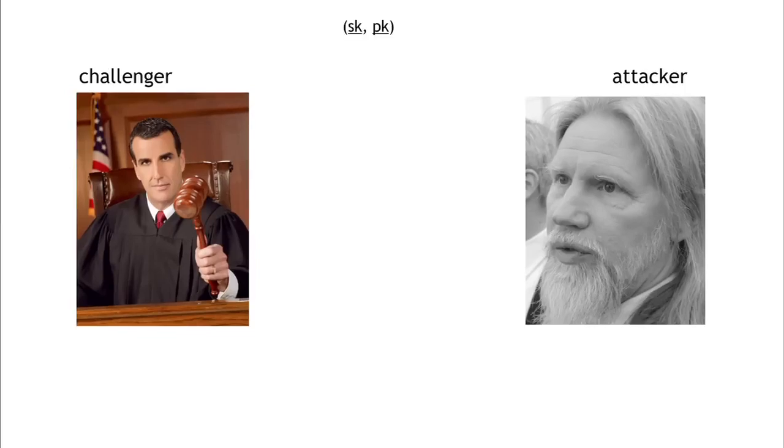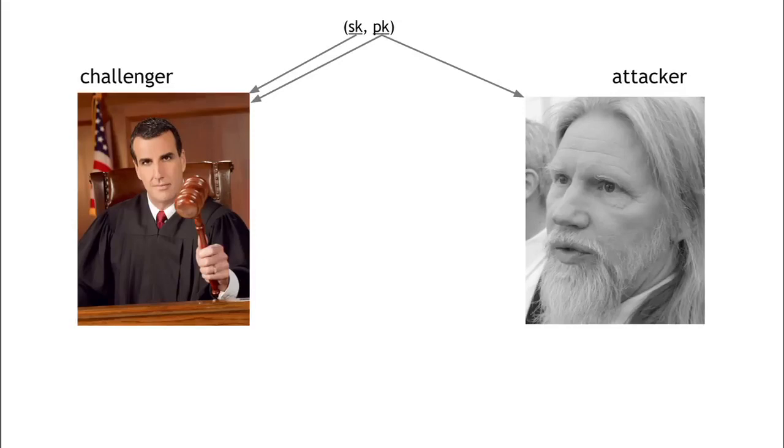The first thing we do is we use generate keys to generate a secret signing key and a public verification key that match up. Now we give the secret key to the challenger, to the judge, and we give the public key to both parties, both to the challenger and to the attacker. So the attacker only knows information that's public. He only knows the public key. And his mission is going to be to try to forge a message.